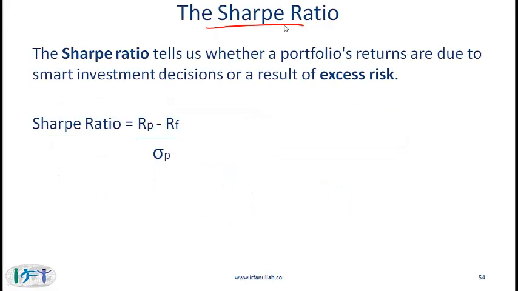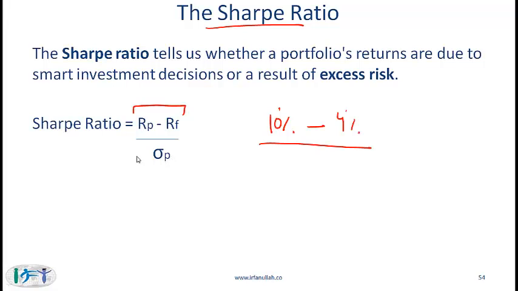The Sharpe ratio. The Sharpe ratio tells us whether a portfolio's excess returns are due to smart investment decisions or a result of excess risk. The Sharpe ratio is simply the return on a portfolio minus the risk-free rate divided by the standard deviation of the portfolio. So this is the excess return, and that is divided by the variation. So if you have a portfolio with a return of 10% where the risk-free rate is 4%, the excess return is 6%, we need to divide that by the standard deviation of the portfolio.